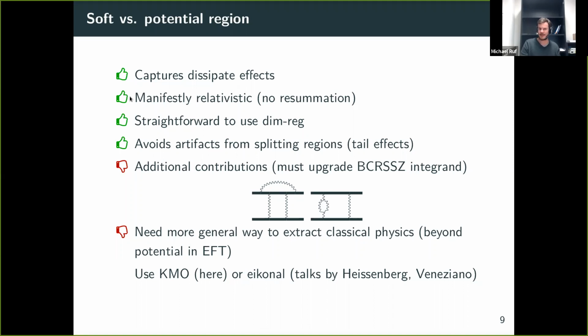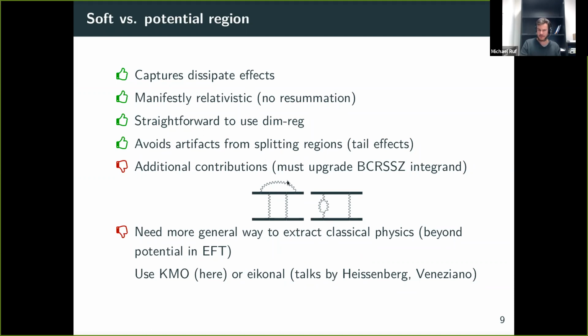The pros of this are that you will naturally also get the dissipative effects, because the potential region was basically excluding all the radiation. This approach is manifestly relativistic, because the splitting of those two regions is a relativistic splitting, so you don't have to use the resummation method. It's also quite straightforward to use dimensional regularization in this context, so you can actually compute those IR divergent integrals, and there are also some conceptual points with computing divergent energy integrals, which do not have to be dealt with in this context. Also, something that is very nice is that you avoid some artifacts that you get from splitting the regions, which go under the name of tail effects.